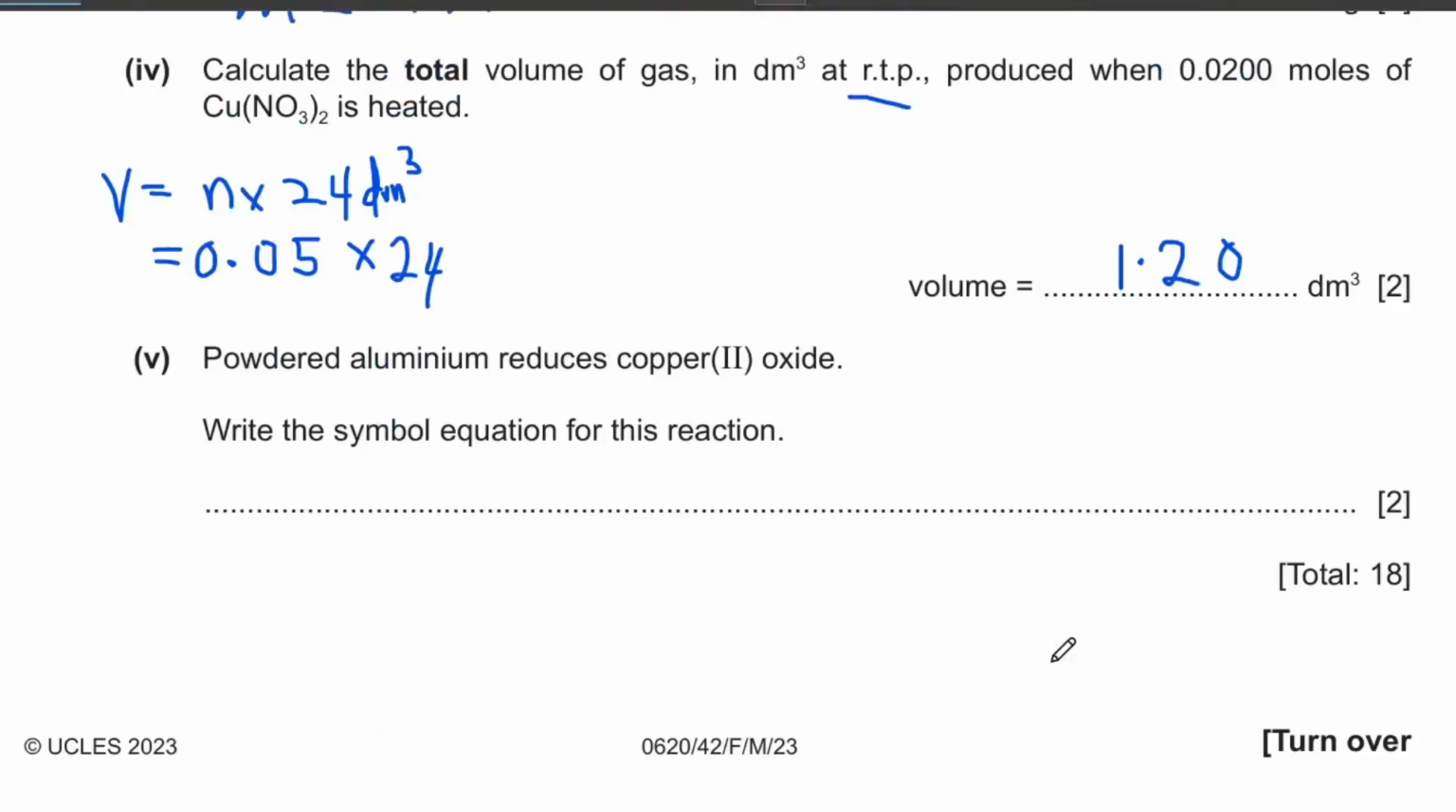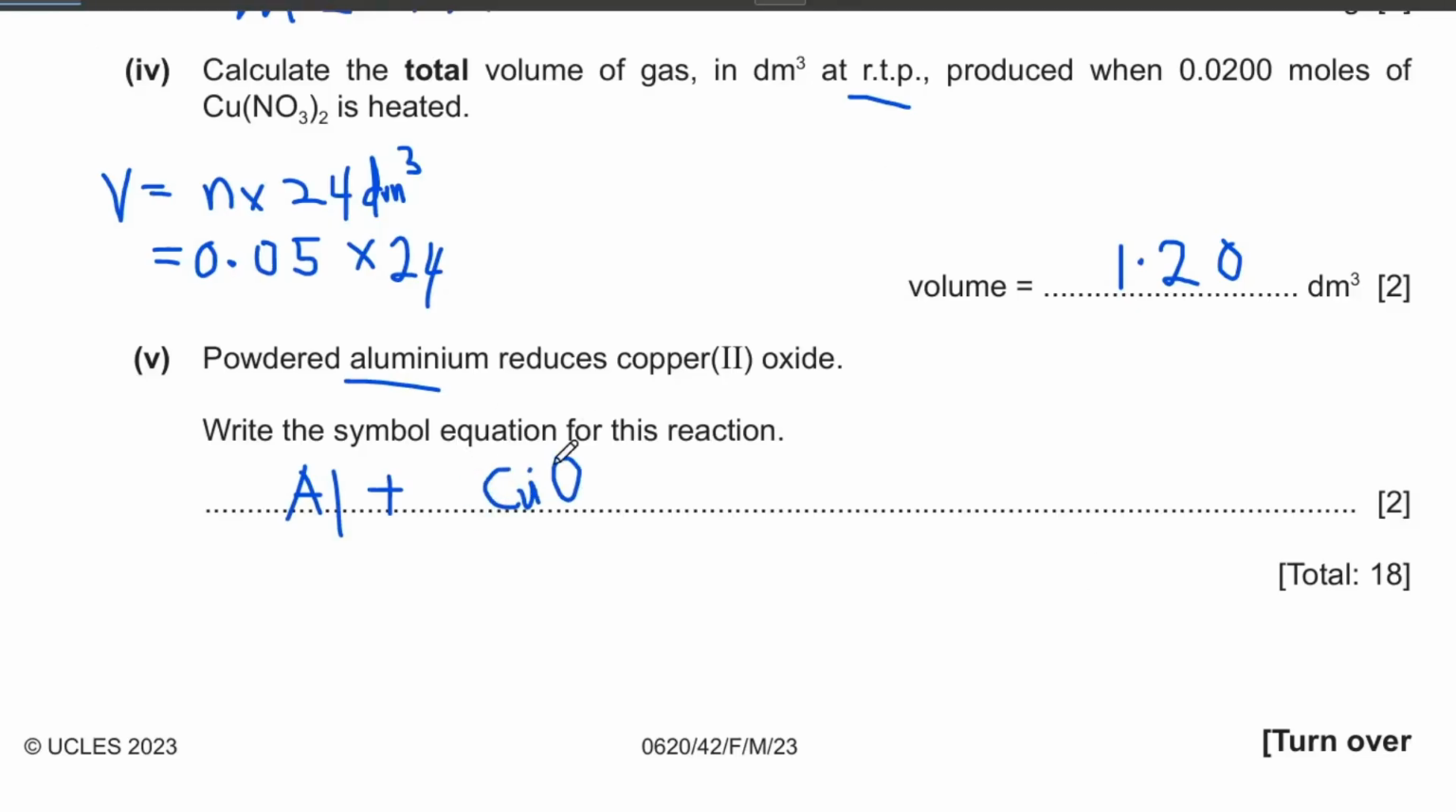Next question. Powdered aluminium reduces copper 2 oxide. Write the symbol equation for this reaction. So it's very simple. Like I always say, just write the formulas and you're good to go. So we have powdered aluminium. So what we are interested in is aluminium. What is the symbol of aluminium? It's Al. Reduces copper 2 oxide. So that is plus. What is the formula of copper 2 oxide? The formula of copper 2 oxide is CuO.